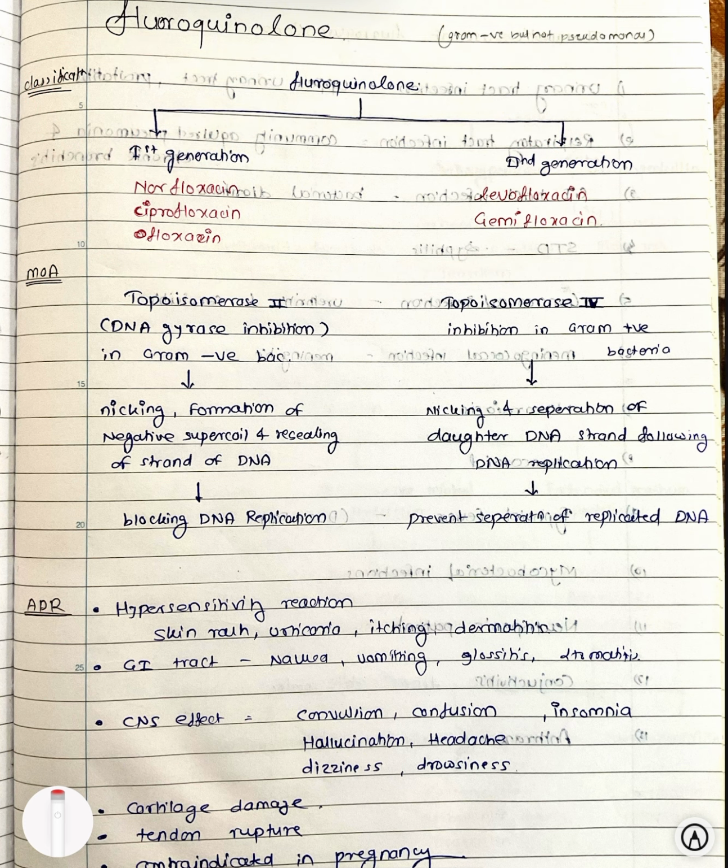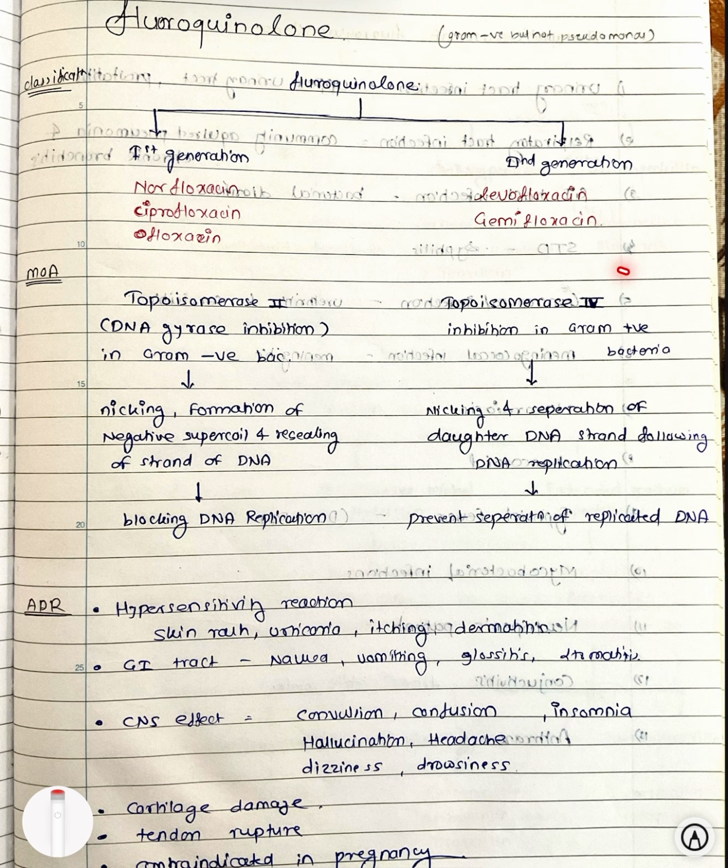The mechanism of action of the fluoroquinolone is something like this. With the help of topoisomerase 2, there is DNA gyrase inhibition in the gram-negative bacteria. The nicking, the formation of the negative supercoil and the resealing of the strands of DNA will be blocked, and therefore by blocking this, fluoroquinolone will block the DNA replication. By blocking the DNA replication, the microorganism can't grow or multiply.